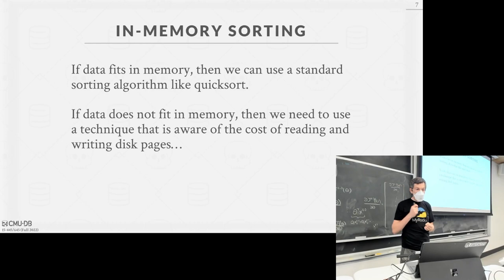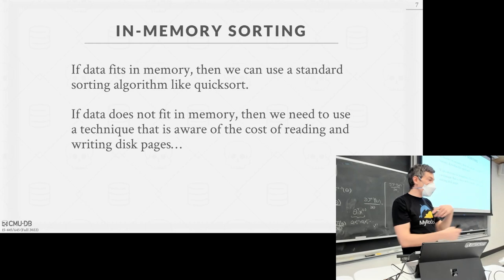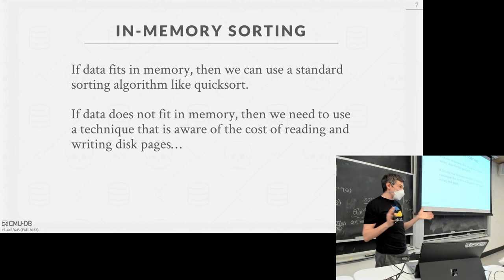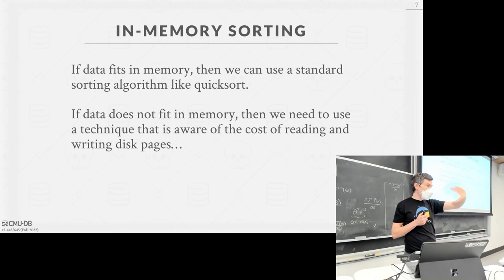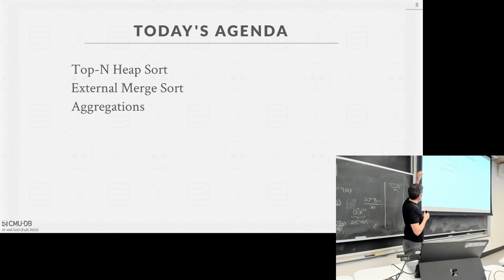It's when it doesn't fit in memory that we need to be more careful, and we have to use a technique that's aware of the cost of going out to disk. Because the data doesn't all fit in memory in the beginning, or as we're generating intermediate results, we have to spill those to disk as well. Okay, so if everything doesn't fit in memory, quicksort is going to be a terrible idea because you're going to have those pivots. That's all going to be random I/O, and that's going to be a nightmare. We don't want to use quicksort. We have to do something smarter. So today I'm going to talk about, in general, two different sorting algorithms for when you have to spill to disk. The heap sort for top-N queries.